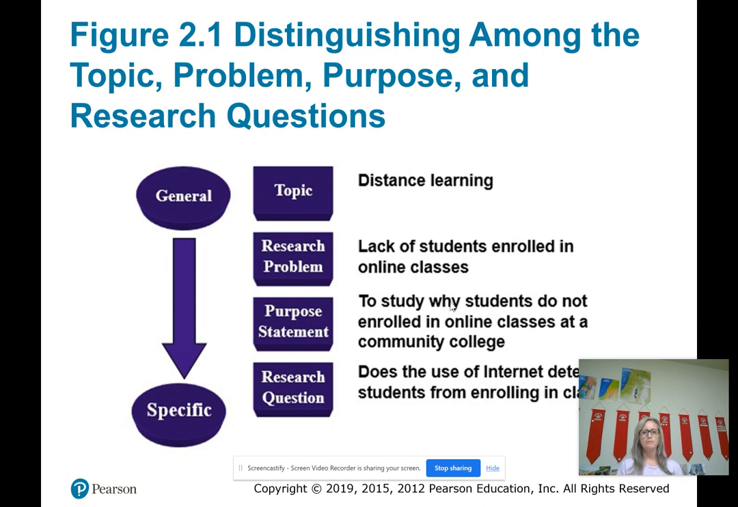And so then you could go to a purpose statement. Well, the purpose of the study is to study why students do not enroll in online classes at a community college. What's keeping them from doing that? And then a question that you might ask is, does the use of internet deter students from enrolling in class? So is that an issue? That could be one of the research questions. You could have many.